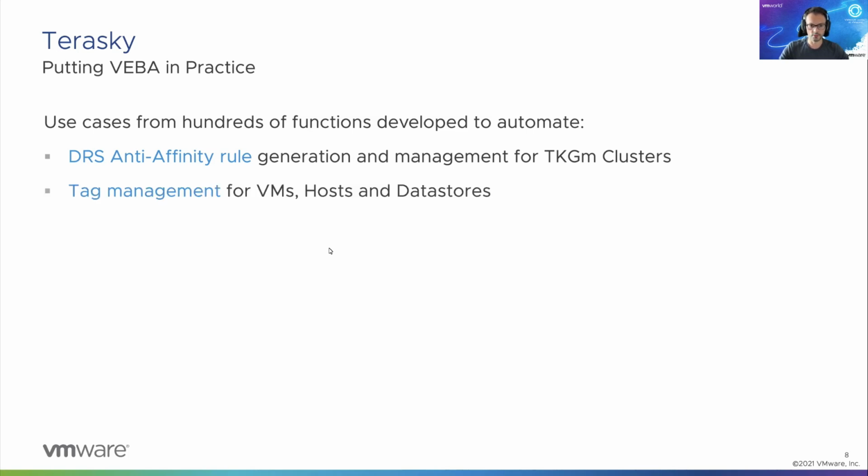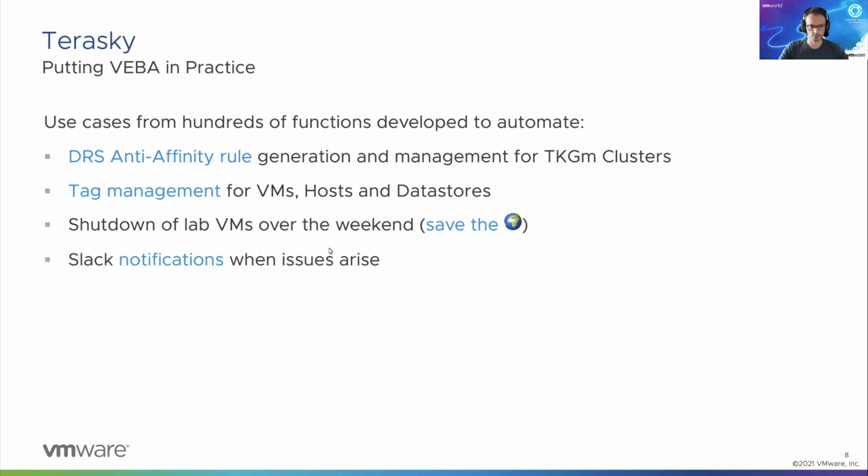Another one is tag management. So whenever new VMs or hosts or data stores are created or changed, Scott is using VEBA to assign tags to these objects to then do further processing and filtering and management. This is really a nice one that I like. He's also using VEBA to shut down lab VMs over the weekend. So in VEBA, you can set up cron jobs, which fire, in this case, over the weekend, and trigger a function, and then power off a virtual machine or a couple of virtual machines.